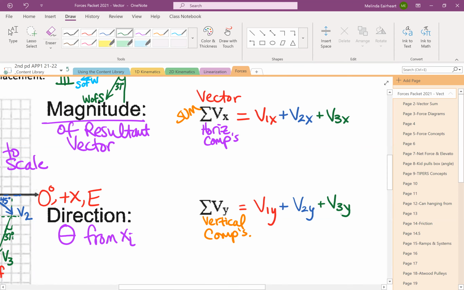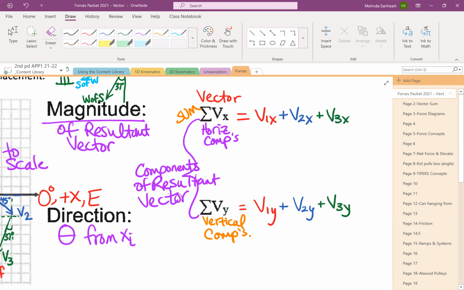Then what are these? Sum of Vx and sum of Vy. Well, these together are going to be the components of the resultant vector. Resultant vector. Once you know the components of the resultant, how do I find the magnitude of the resultant?